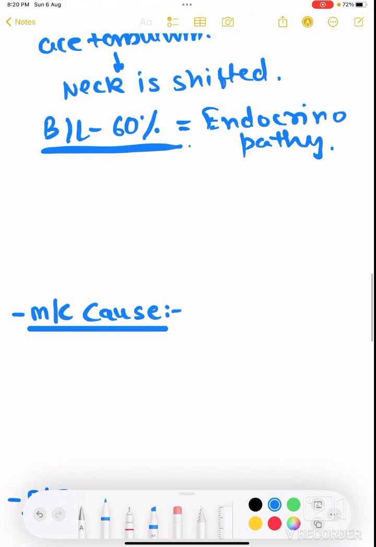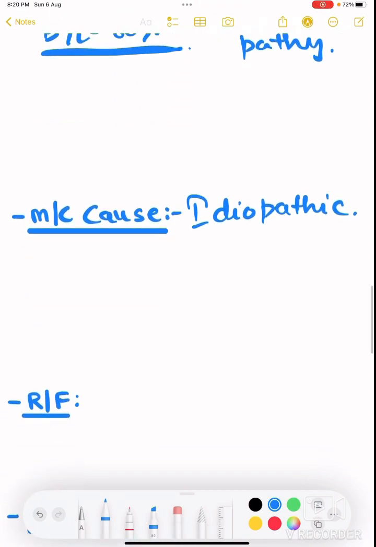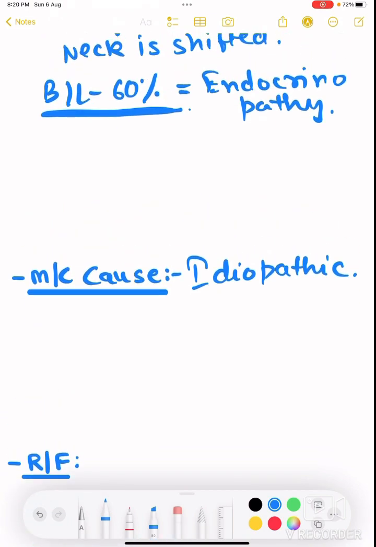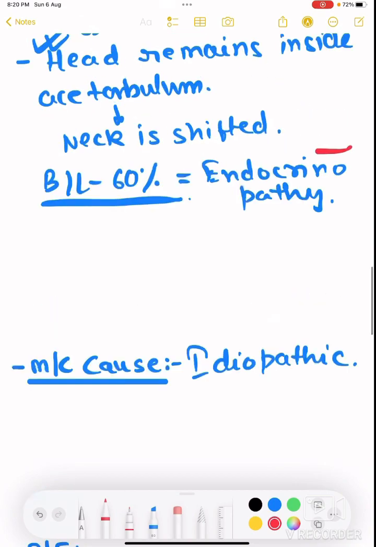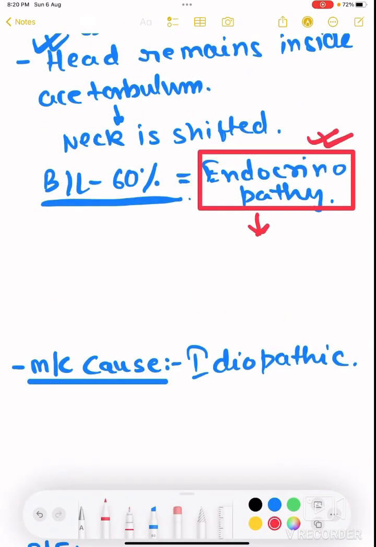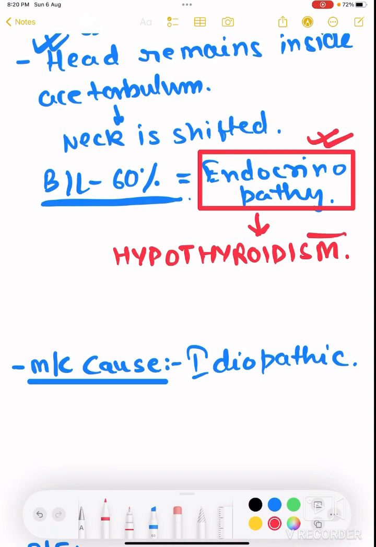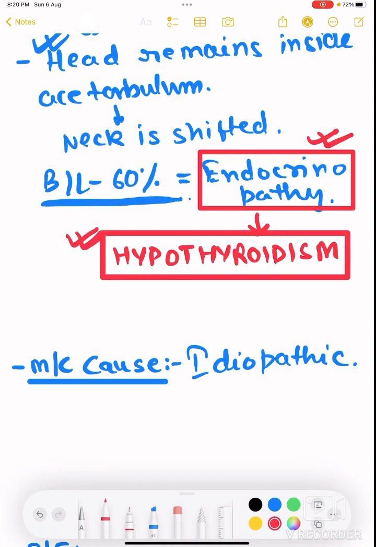Okay, endocrinopathy. The most common cause is, although, idiopathic, which means that I don't know, right? In endocrinopathy, what type of endocrinopathy is the cause? The most common endocrinopathy is hypothyroidism, right? The most common cause is hypothyroidism.